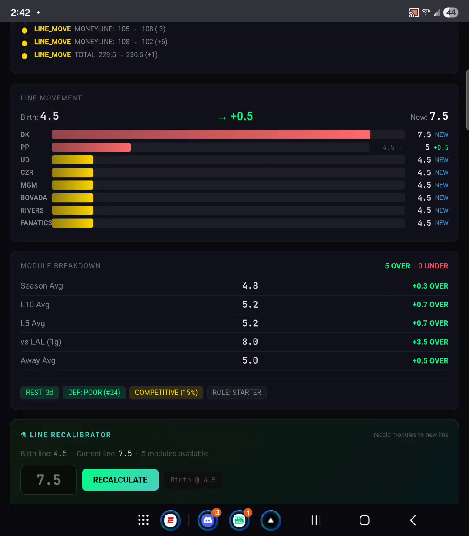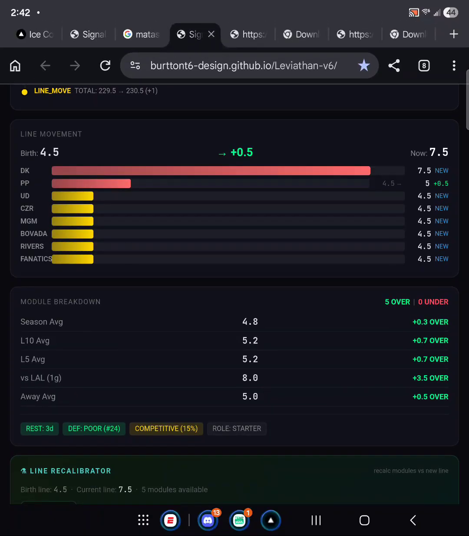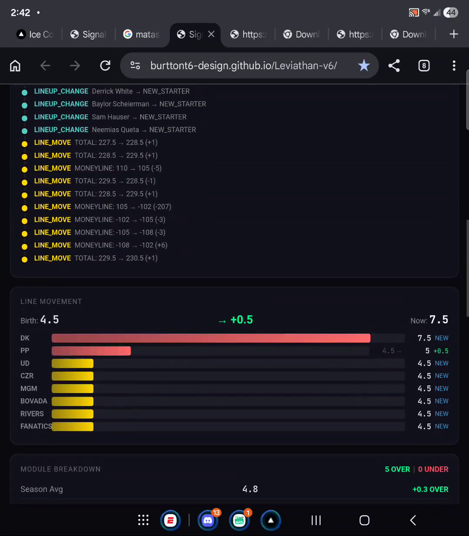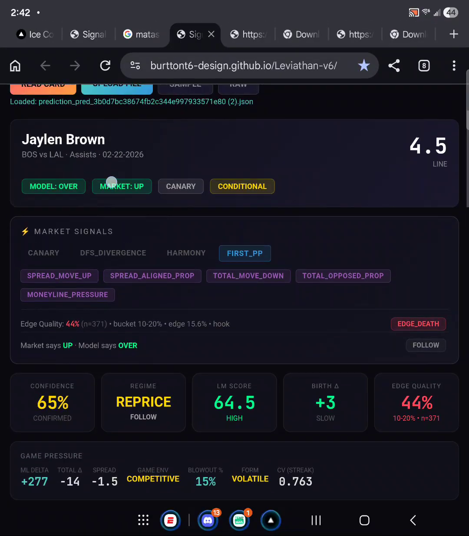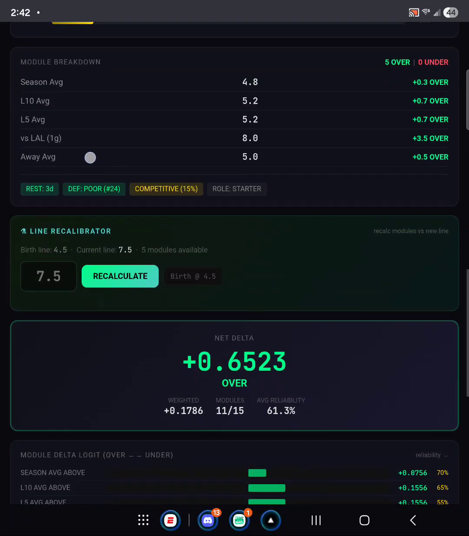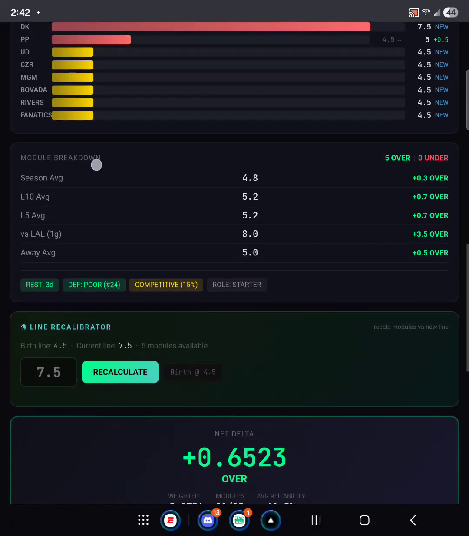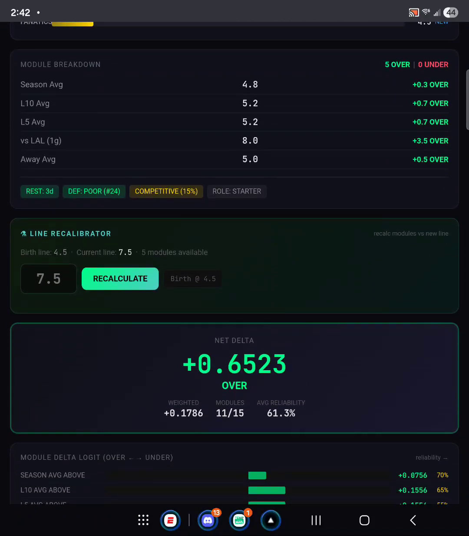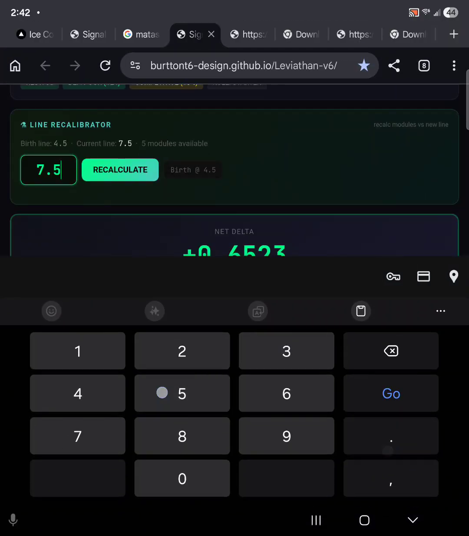You got DK that's at 7.5. When you see things like this, you have to look at the lines, because sometimes books be doing things behind the scenes, and our detector, which detects line movement, might pick it up as, hey, 4.5 to 7.5. We picked this one up as steam, but this one didn't. So we come down here, like I said, you hit that recalibration again, 7.5.